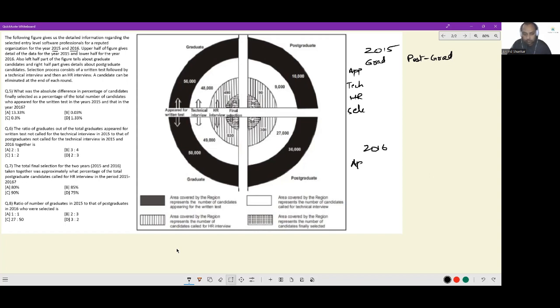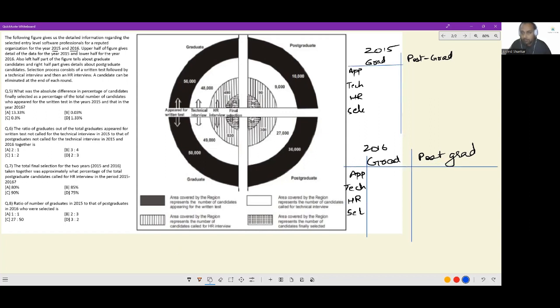Appeared for, oh sorry, prior to that I need to make grad, post grad. Basically what I'm doing is this unconventional graph representation, although it is not very difficult to interpret. What I'm doing is I am simply recording it in a way that I no longer need to look at the graph. I can get to precise data myself.